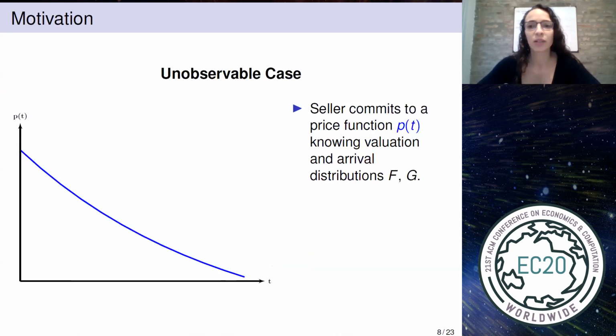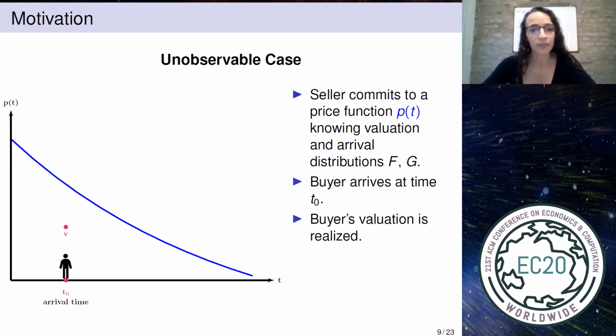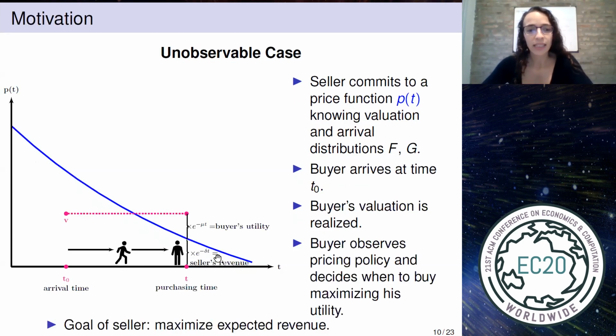On the other hand, we consider the unobservable case. And in this case, the seller does not have the power of observing the arrival of the customer. And so she should fix the pricing policy since the beginning of the horizon, knowing both the arrival distribution and the valuation distribution of the buyer. After that, at some point of time, the buyer arrives, his valuation is realized, and he observes the prices for the rest of the horizon. After that, he again decides when to buy, maximizing his utility. The goal of the seller is again to maximize her expected revenue.